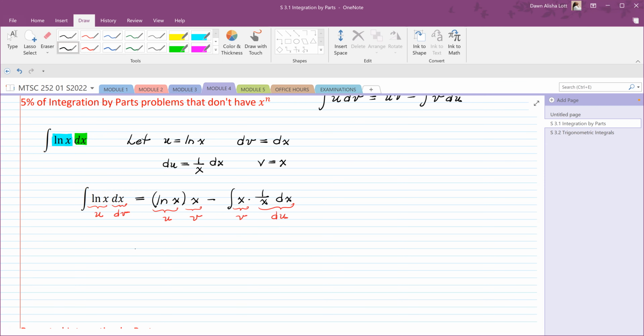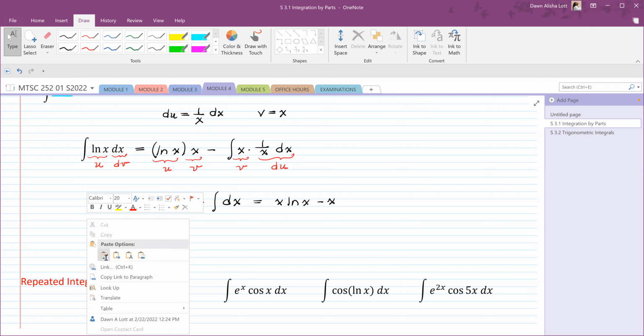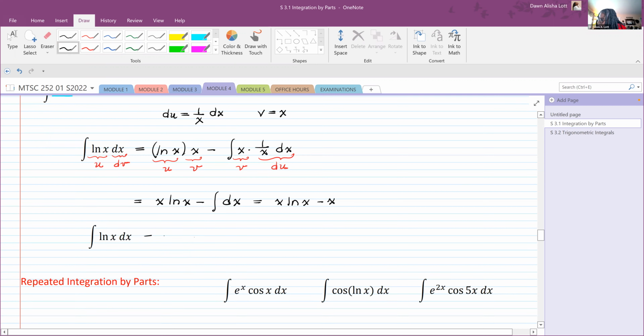So now I get x times the natural log of x. And then this is minus the integral of, the x's cancel, so I just get the integral of dx, but that thing is just x. So now I can write my answer. So this is going to be x times the natural log of x. I'm going to subtract off x, and then I'm going to add a constant.